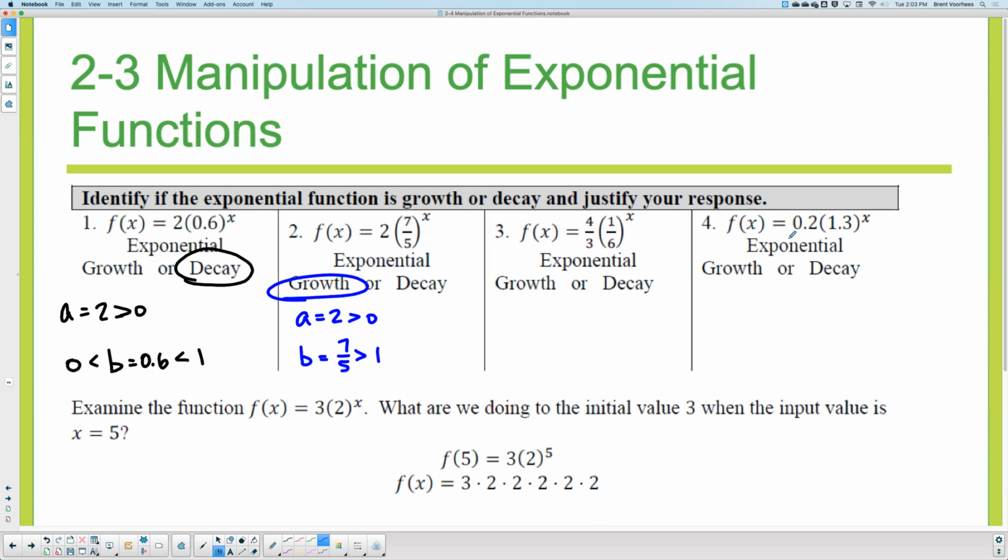Example 3. Just tell me if I need to slow down. What's my A value? 4/3. Is that bigger than 0 or less than 0? Greater than 0. What about B? Less than 1, but it's positive, so it's in between 0 and 1. A is positive, B is in between 0 and 1. That would become, once again, picture number 2.